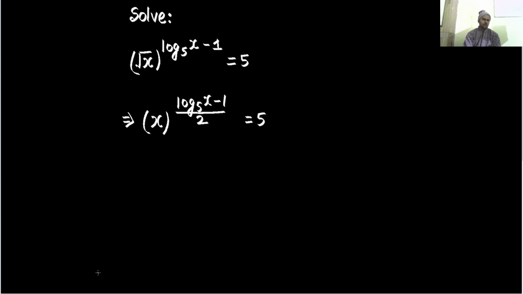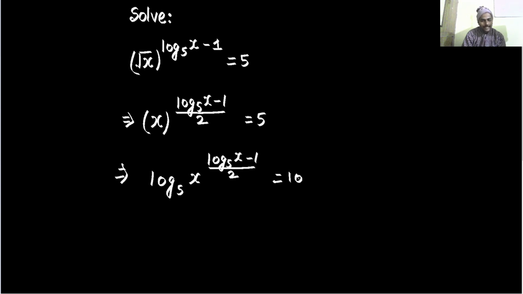Now, if I take log to the base 5 on both sides in this particular step, then what will happen? Let's see. Because I already have base 5, I'm thinking that if I take log base 5 on both sides, you will have log x to the base 5, and the power of x is (log x base 5 minus 1) divided by 2. On the right hand side also you have to do the same thing. Now the right hand side is simplified because log a to the base a is 1. Fine.